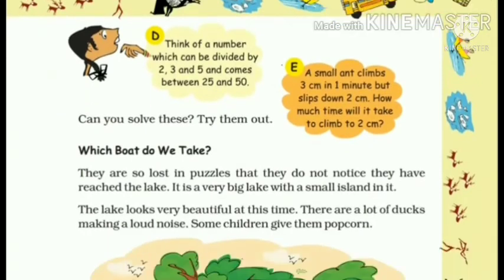Next, move to the fourth question. Think of a number which can be divided by 2, 3 and 5 and comes between 25 and 50. So what is that number? The answer is 30 because 30 is included in the table of 2, also the table of 3 and also the table of 5. That number is in between 25 and 50. So the answer is 30.